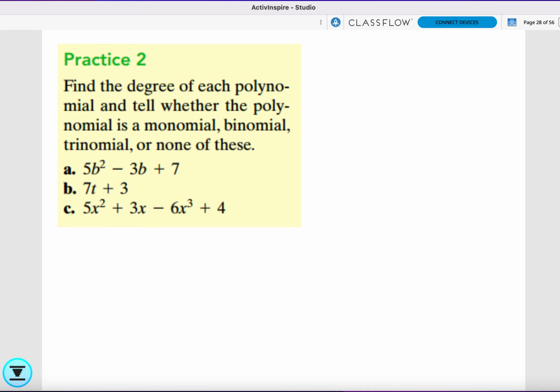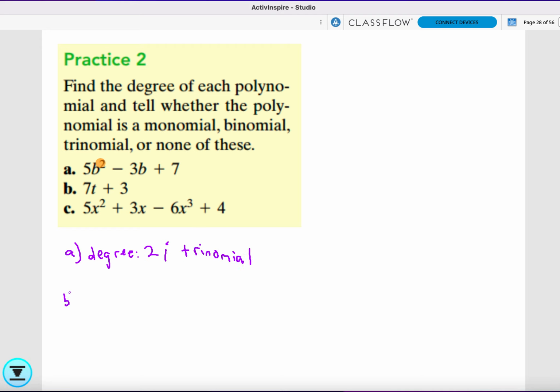Practice 2. Find the degree of each polynomial and tell whether the polynomial is a monomial, binomial, trinomial, or none of these. So A is 5b squared minus 3b plus 7. The highest exponent is this 2, so my degree is 2 for A. And it's a trinomial because there are 3 terms. So trinomial.